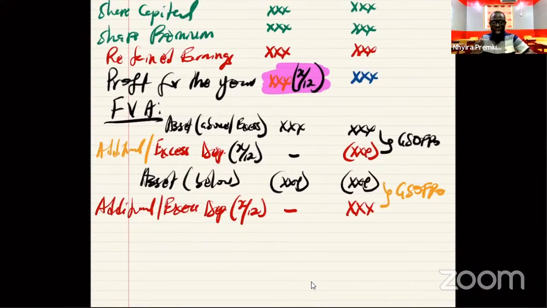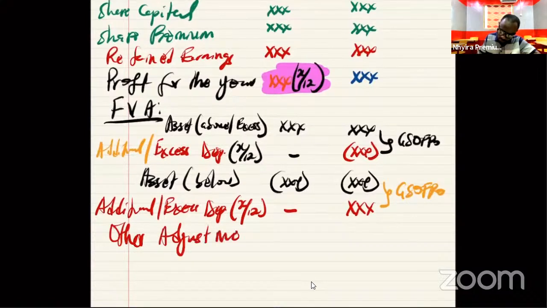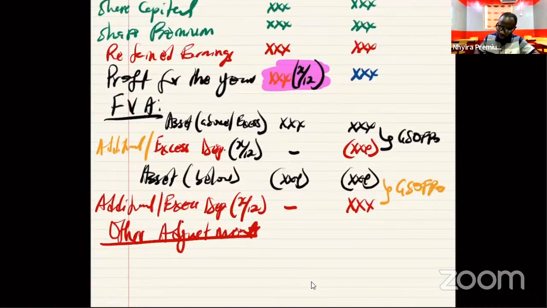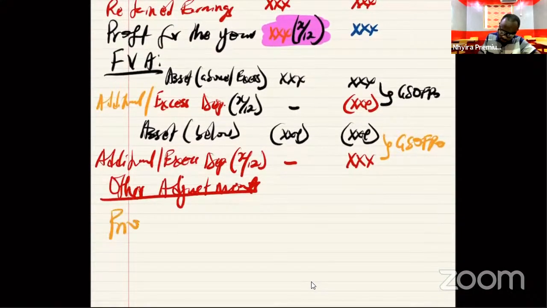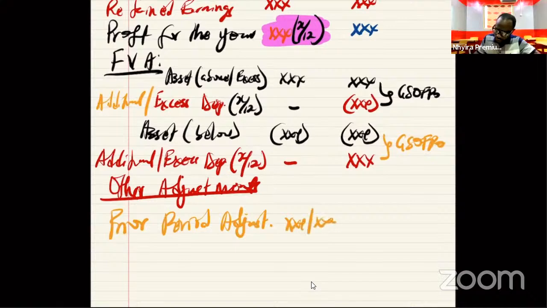Okay. Now, so apart from the fair value adjustments, there could be other adjustments in the questions. These other adjustments could be in a form of prior period adjustments. And usually these adjustments occurred at the reporting dates, and it could also occur at the year end.